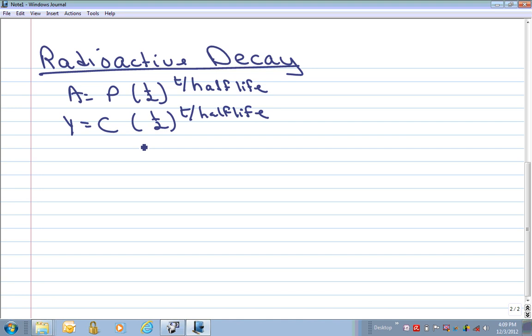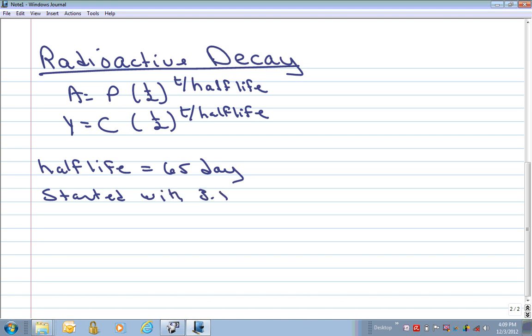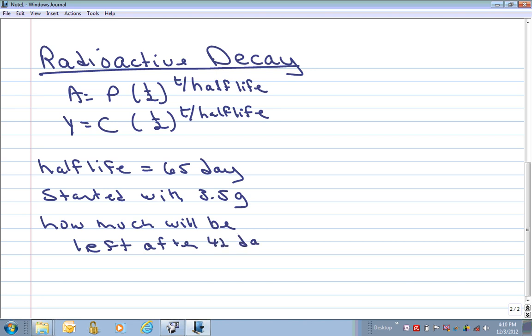All right, in this following problem, we have the half-life of a certain substance is 65 days. So this is going to be that the half-life is equal to 65 days of a particular substance, and that initially we started with 3.5 grams, and we want to know how much will be left after 42 days. Okay, so that's our question.